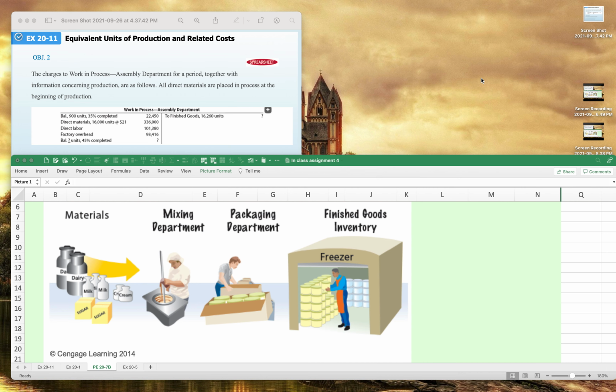I want to discuss today with you Chapter 20's Exercise 20-11. It's a different problem than we have looked at previously, and it is an essential problem in this chapter. So we'll cover that. But before I get that far, I want to discuss the differences between the process cost system that we learned in this chapter compared to the previous chapter.